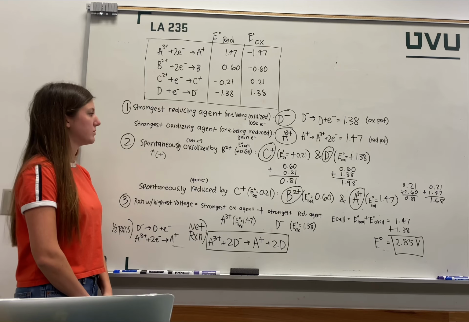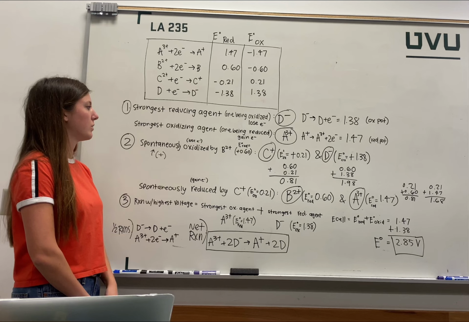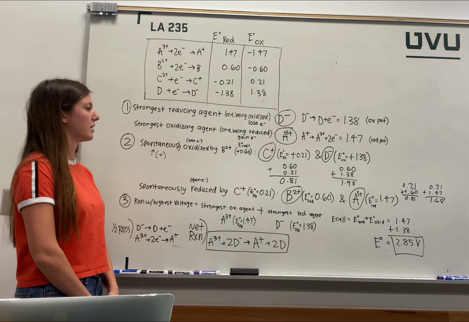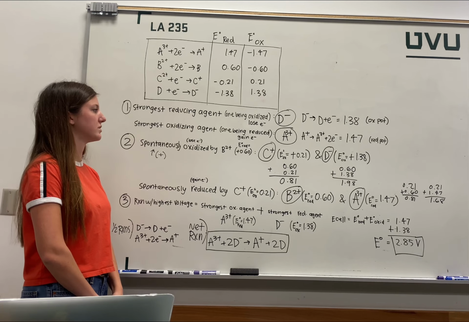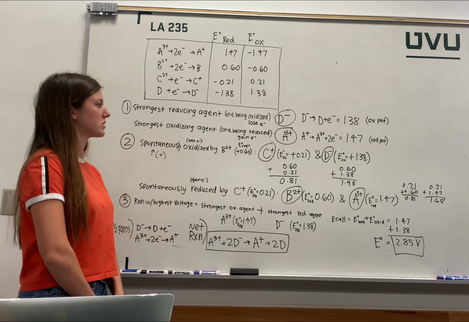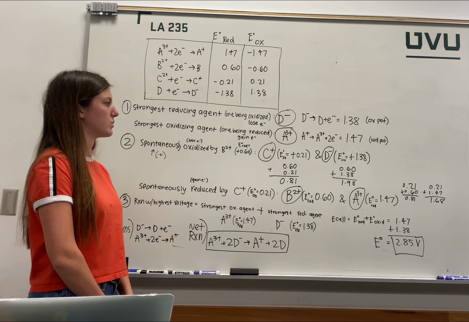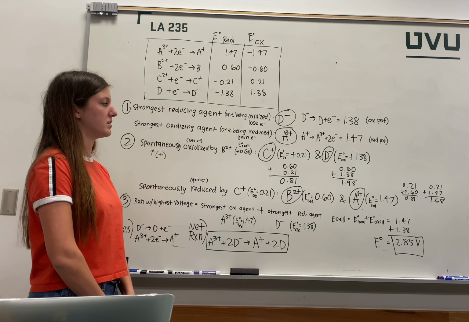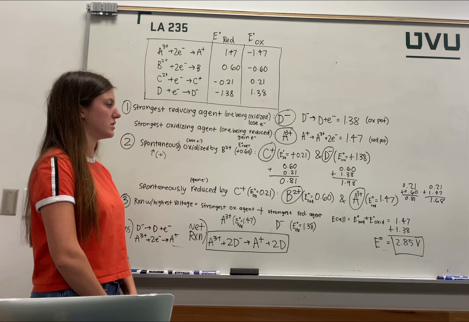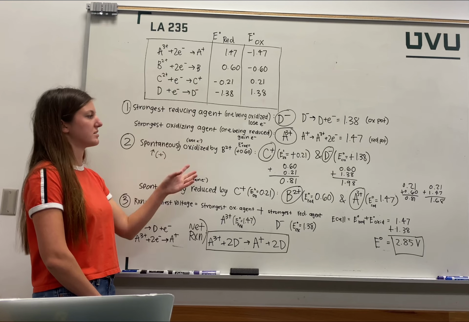To find what species can be spontaneously oxidized by B2+, we know that spontaneous means that the cell potential will be a positive number. Oxidized is losing electrons, so we know that the reduction potential is 0.60 for B2+. So whatever oxidation numbers we can add to that 0.6 and come out with a positive cell voltage or cell potential will mean that these species can be spontaneously oxidized by B2+.